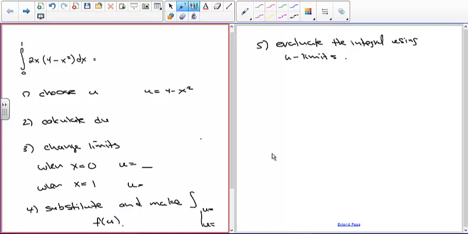And you said replace dx with u? Yeah, you're going to replace 2x dx with u. Okay. Or actually with negative u because of the negative sign here. Okay.